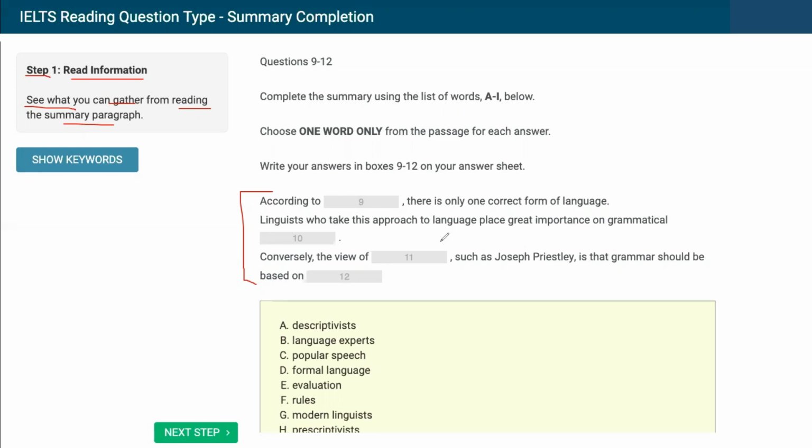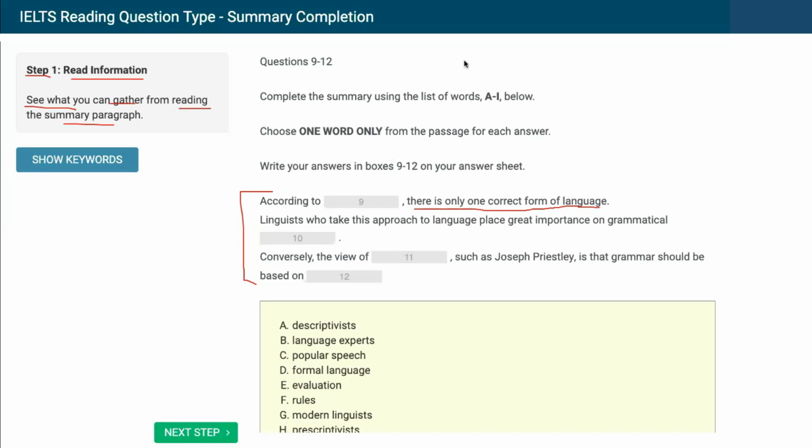Now let's look at some keywords that we can use to scan the text. So if I start here at the first sentence, I would say keywords or phrases would be this right here. It's quite a long phrase, but I'm going to underline all of it. And it says there is only one correct form of language. The fact that it says only one is an excellent clue, because we'll have to look for a group of people perhaps that believe in this fact, that there is only one correct form of language. So I would go ahead and underline that.